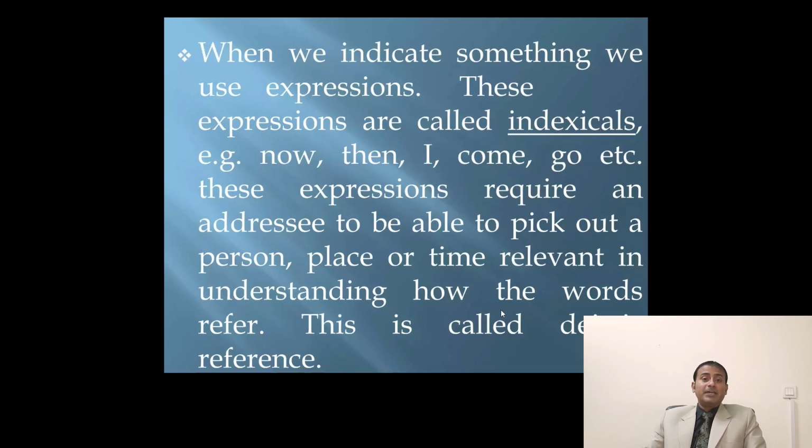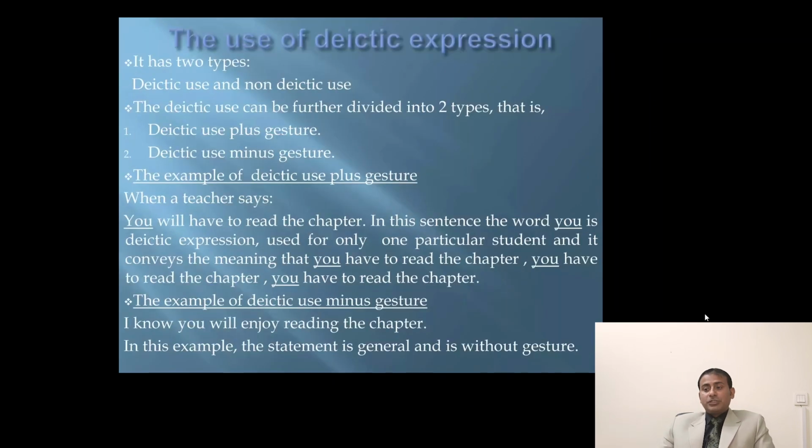You should remember that deixis or deictic references are of three types. Number one, person. Number two, time. Number three, place. So there are two types of use: deictic use of these words and non-deictic use of these words.